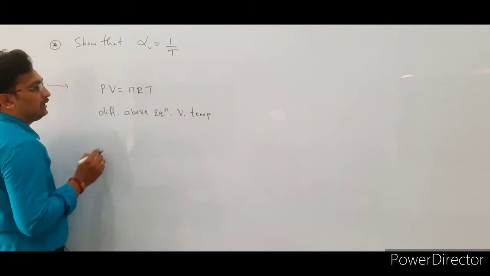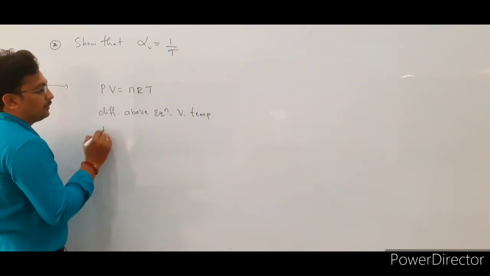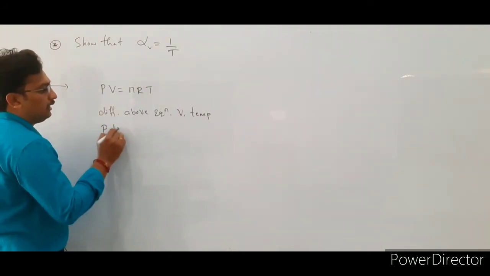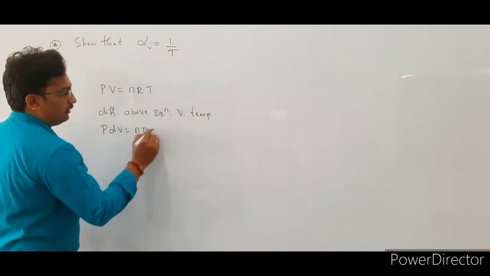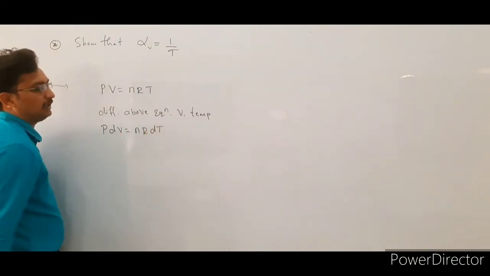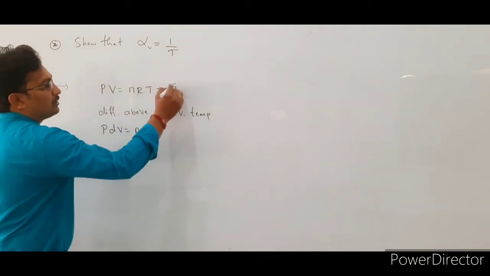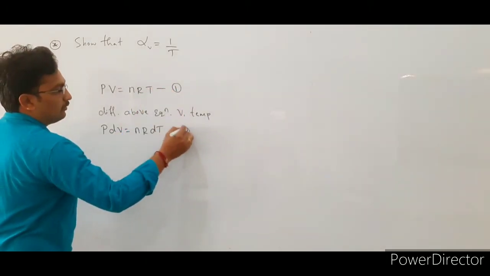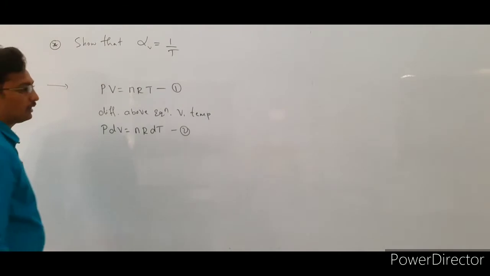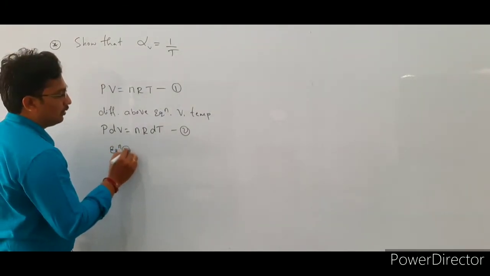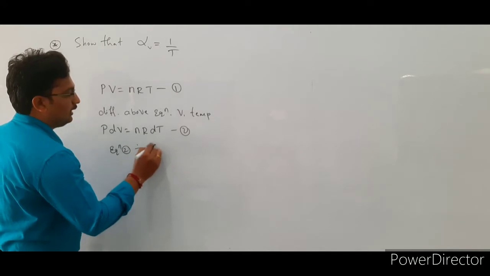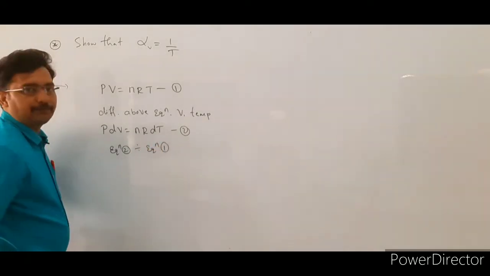Differentiating the above equation with respect to volume, that is P into dV is equal to nR. With respect to temperature, that is dT. So this is our equation number 1 and this is our equation number 2. Next, we are dividing equation number 2 by equation number 1.